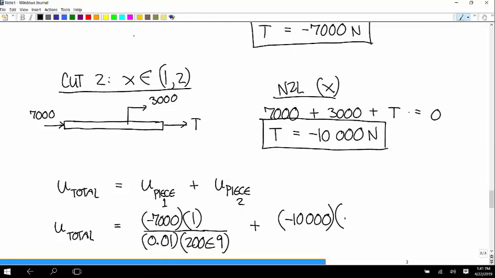The length of the second piece is 1 meter. Cross-sectional area is 0.01. Young's modulus is 200 times 10 to the 9. And we get a total elongation of negative 8.5 times 10 to the minus 6 meters.